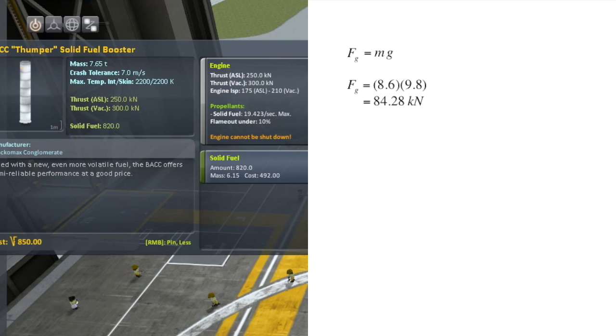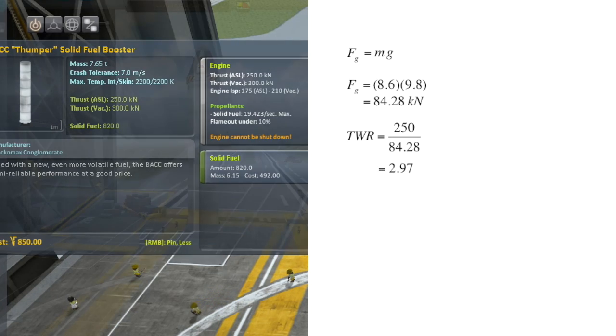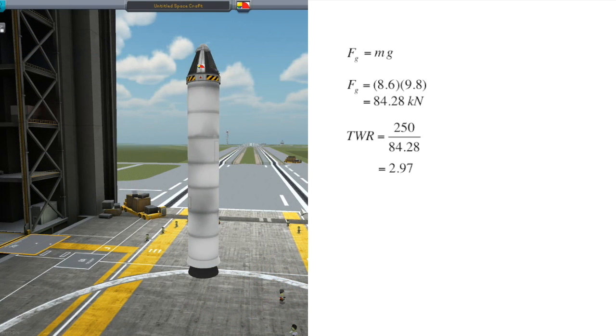Let's work out our thrust to weight ratio at takeoff. So, TWR equals 250 divided by 84.28, which gets us 2.97. That's quite the kick in the pants for Jeb. For comparison, the Soyuz, which is our current vehicle for bringing people into space, has a launch thrust-to-weight ratio of about 1.3. But it gets worse.